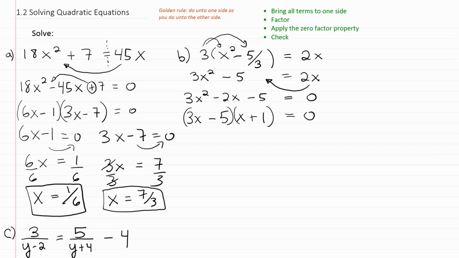So let's go ahead and use the zero factor property now. So remember, whenever you have two factors that multiply to give you 0, it must mean that one or both of the factors are equal to 0. So we can solve that by saying 3x minus 5 is equal to 0, or x plus 1 is equal to 0. Then moving this over, we'll get 3x is equal to 5, and then of course dividing by 3 both sides, we end up with the idea that x is equal to 5 over 3.